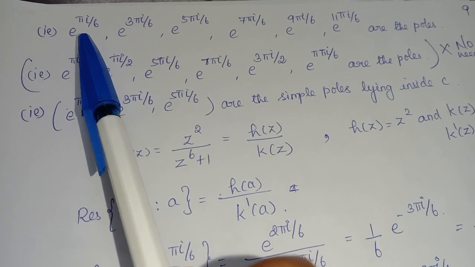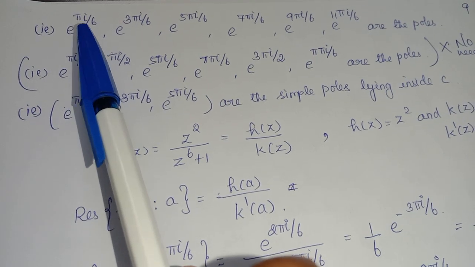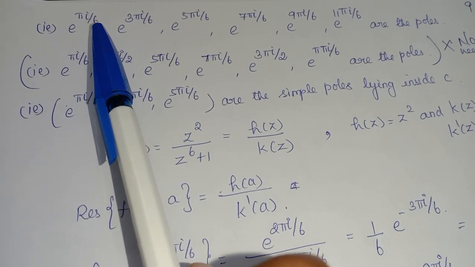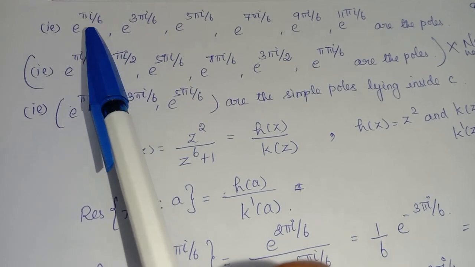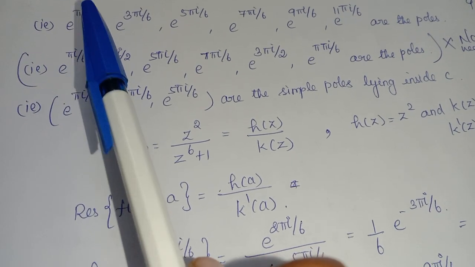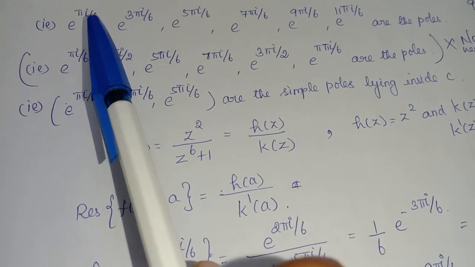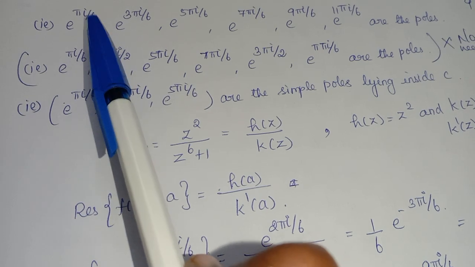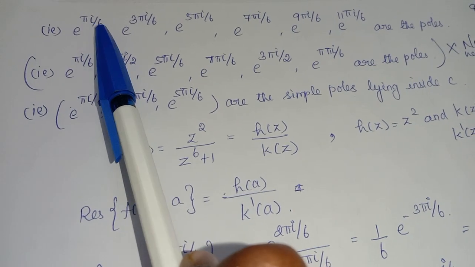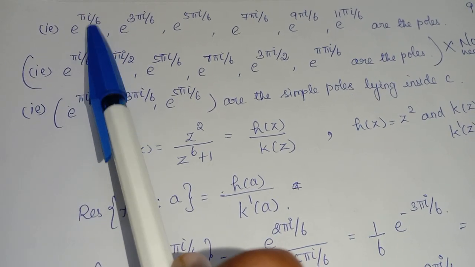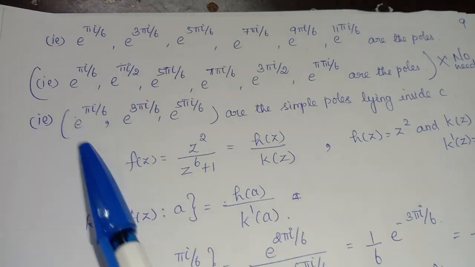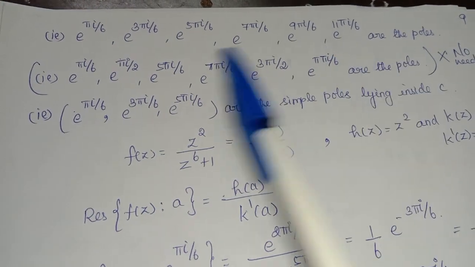That means only the poles on the upper half plane are taken to be inside, lower half plane are outside. Upper half plane means what? Only in the first and second quadrants. If the pole lies in the first and second quadrant, it will be taken inside. So pi by 6 means 30 degree. First quadrant, inside. So it is inside. You omit this line. This is not required.